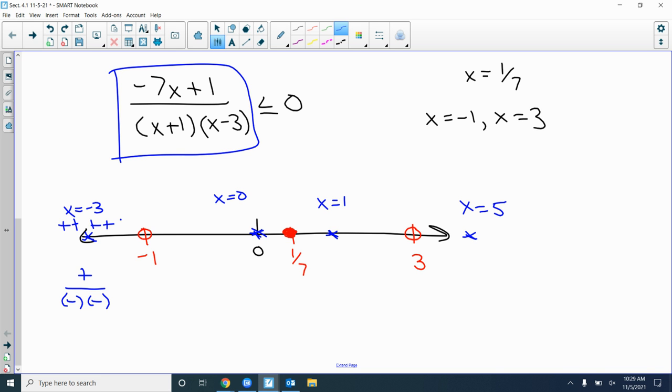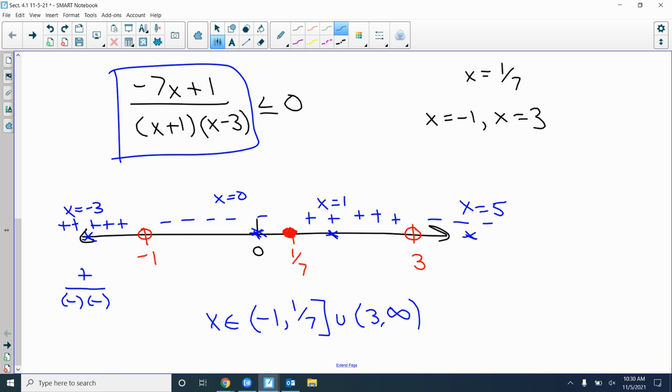All right, now, I do believe this one alternates. Can anybody confirm? Yep. All right, so same thing. You would use your test points, but you need to get this pattern here. And now we want it less than or equal to 0, which will be from negative 1, not including negative 1, to 1/7 union 3 to infinity. Okay, for that.